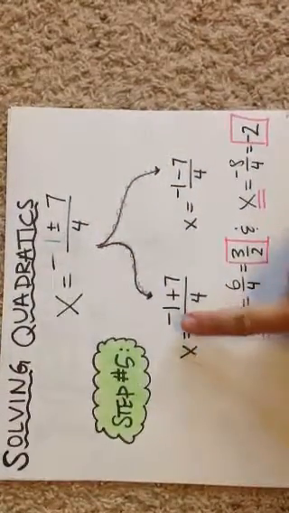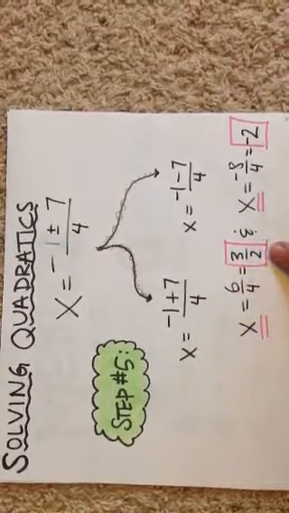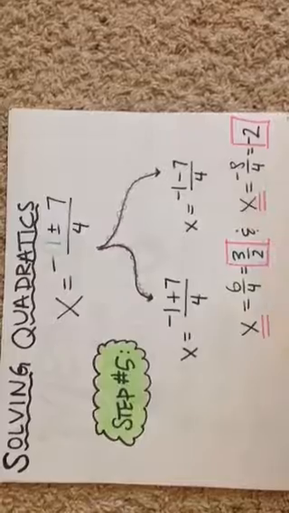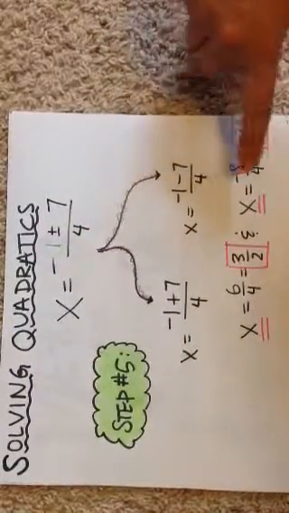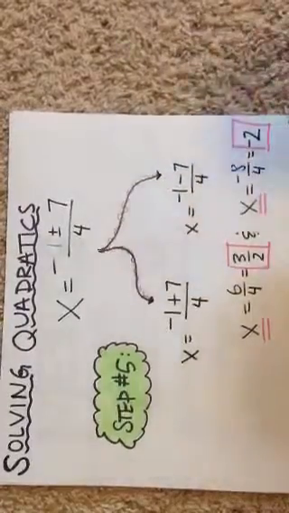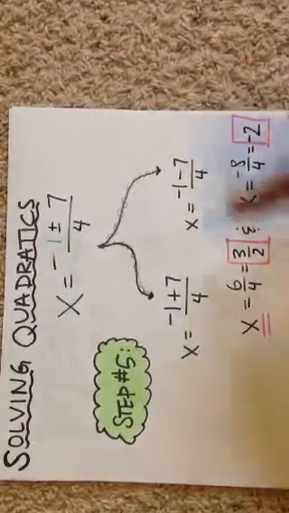Again, by order of operations, negative 1 plus 7 is 6, and 6 divided by 4 is 3 halves, or 1.5. Negative 1 minus 7 is negative 8, divided by 4 is negative 2. So our solutions for this quadratic are 3 halves and negative 2.